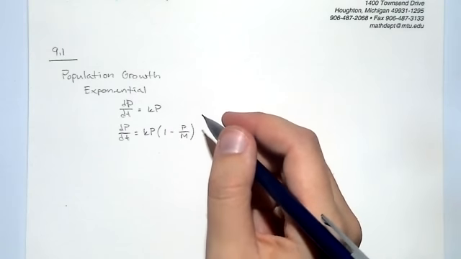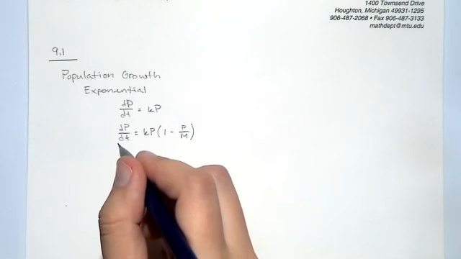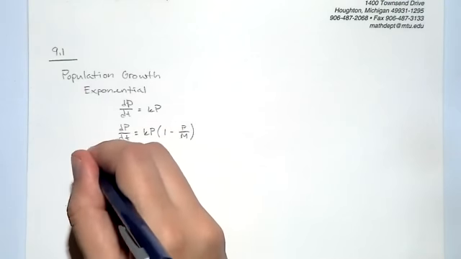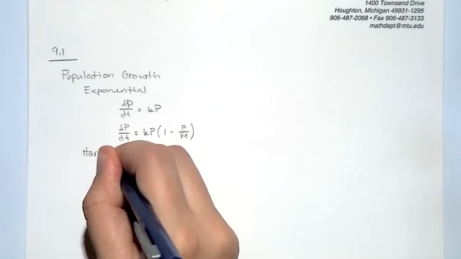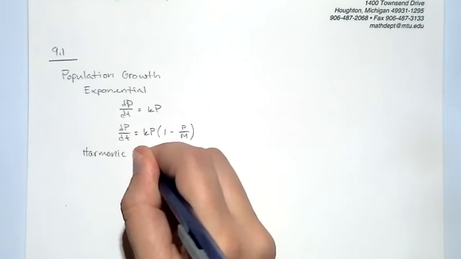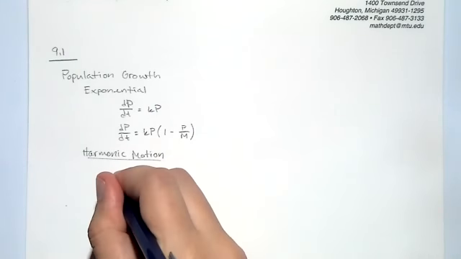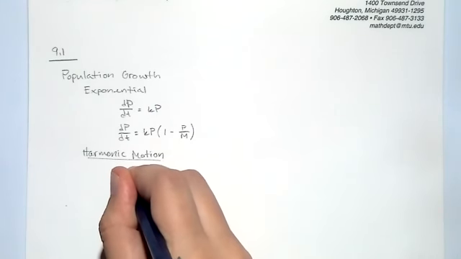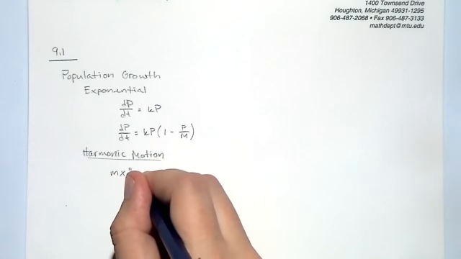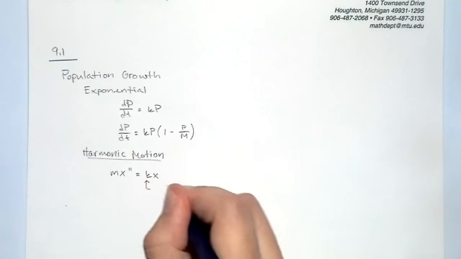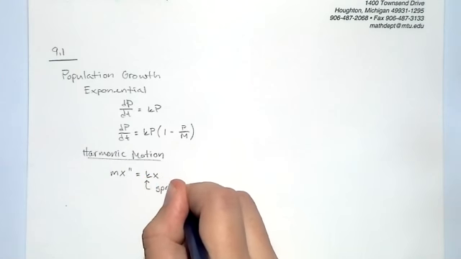And then you guys also took a look at some harmonic motion, which would be more along the lines of springs. And that goes by the equation of m x double prime equals kx, k being our spring constant. I'm going to simplify it a little bit.